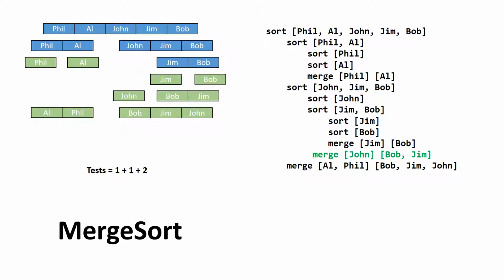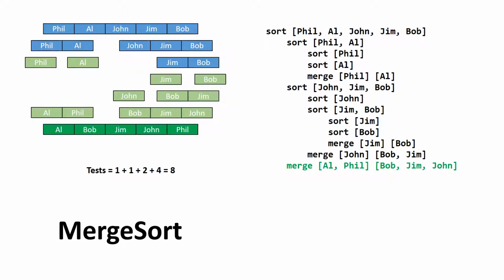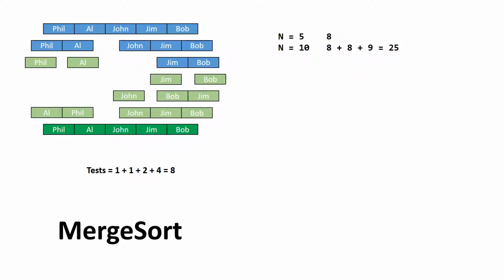and Bob. If you were watching the merge part of the video, you saw this act. That took us 4 tests to do that. So we have managed to sort our entire list by splitting and merging repeatedly, one might even say recursively, for a total of only 8 tests. So for n equals 5, with 5 items in our list, we ended up using 8 tests.